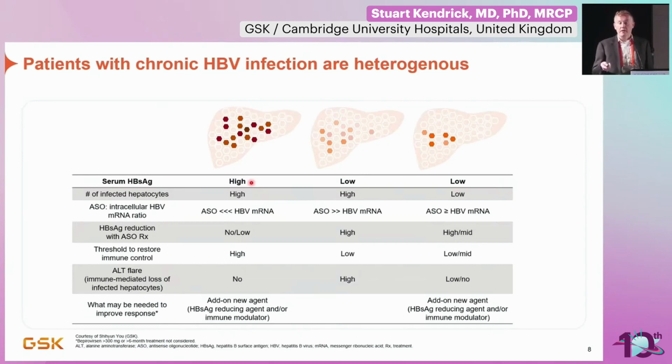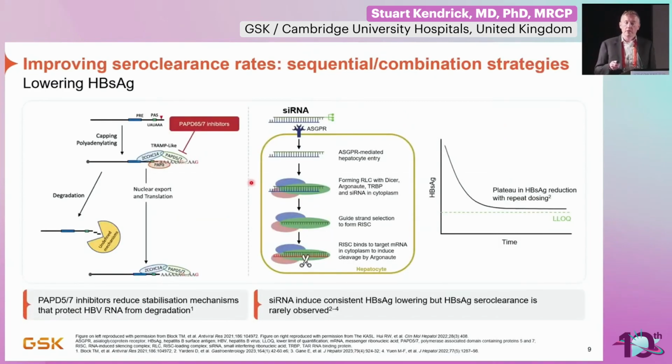Whereas if you have a large number of copies of viral RNA per cell, then the same dose of Bepi might not be able to achieve seroclearance, even if that surface antigen is being produced by a smaller number of hepatocytes. So if we look to increase the sustained seroclearance rate with Bepi, we need to think both about virological mechanisms and immunological ones. So how might we improve surface antigen lowering to improve seroclearance rates?